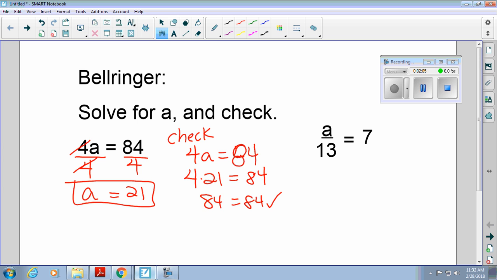So, does anyone have any questions on this? Okay, we're going to go on to this one. Now, a over 13, when you see a fraction like this, that means divided by. So a is divided by 13. You're not going to see it written like this. You're going to see it as a fraction, like down here.